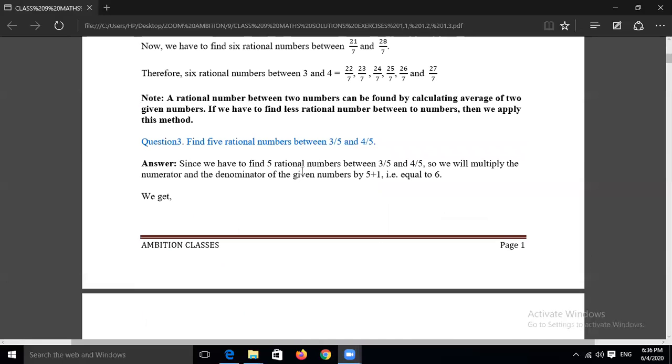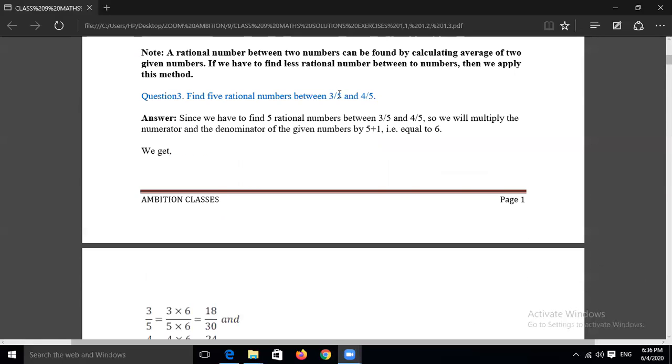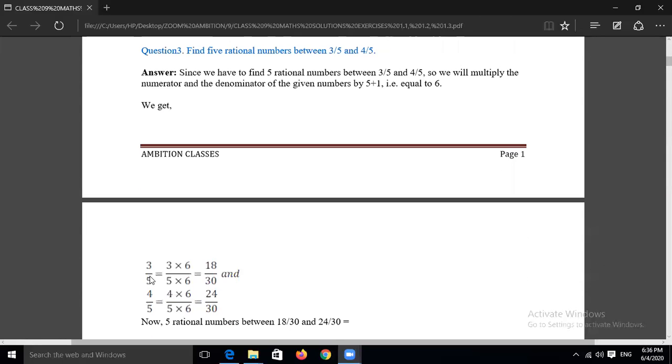Sorry, here how many? Five rational numbers. So, 5 rational numbers. So we multiply it by 6. So 3 by 5, 3 into 6. Three.